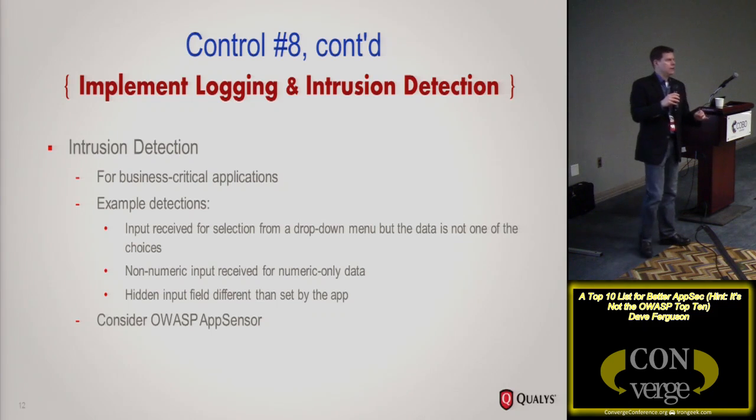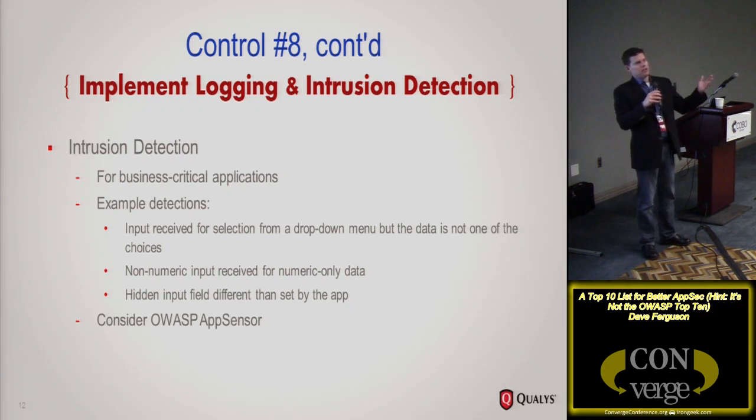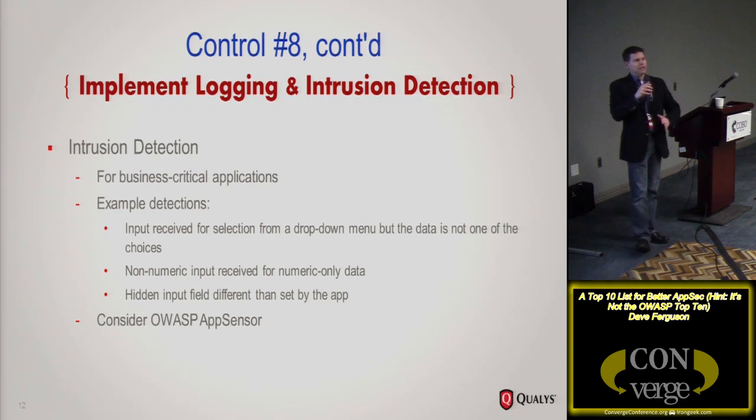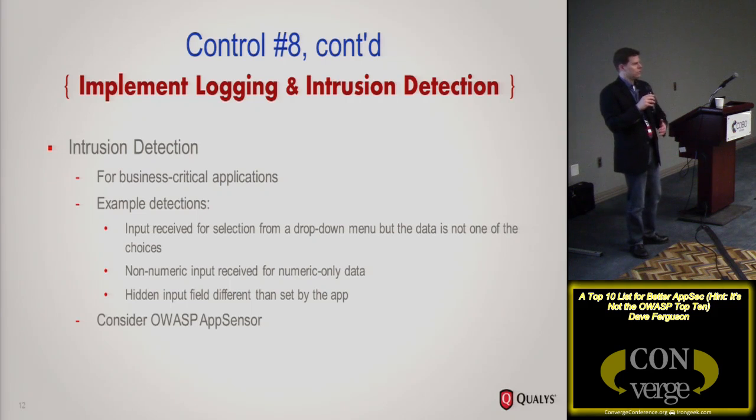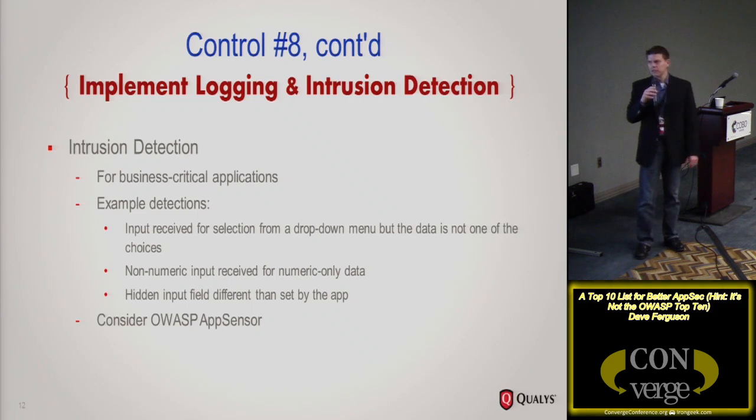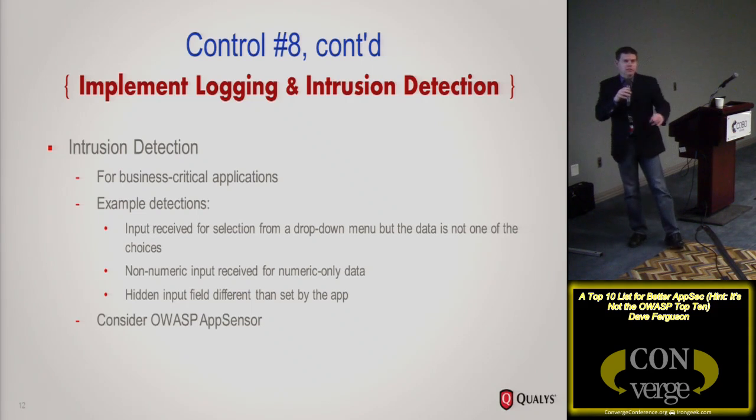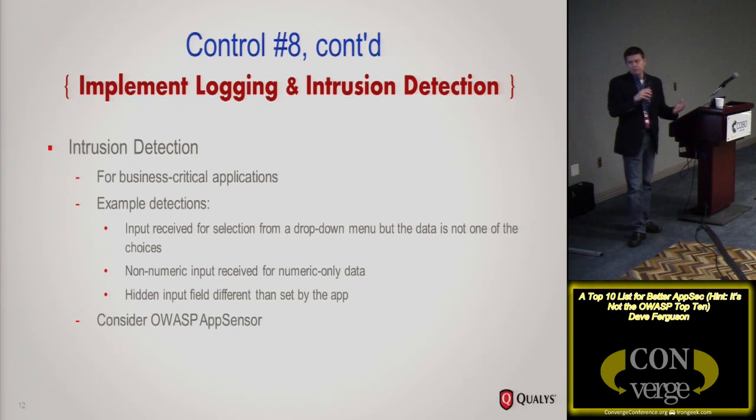To this day, and that was probably 8 years ago, I remember thinking, if all applications did that, that would make it much more difficult for the web app hackers out there. Because you can't methodically go through and test this thing when your session keeps getting killed. So that's the idea. The OWASP AppSensor is a way to implement this kind of functionality.